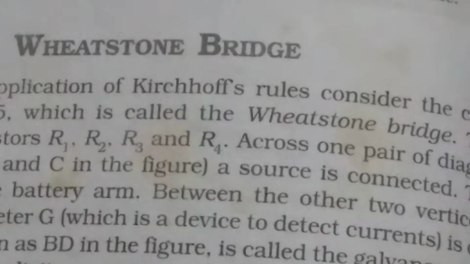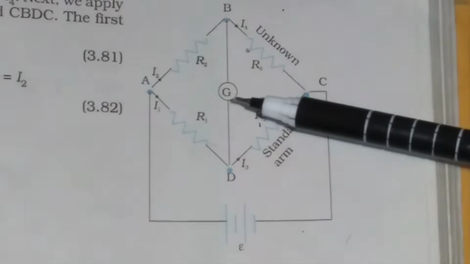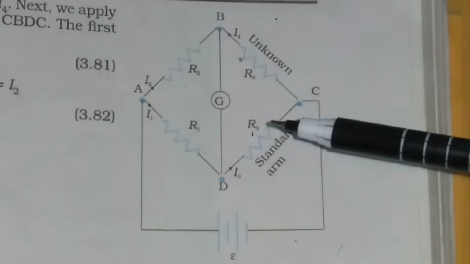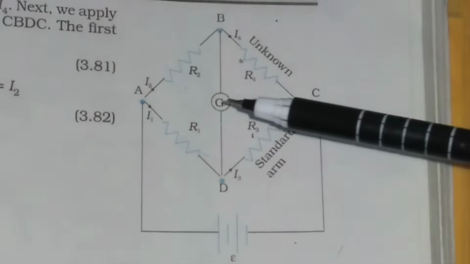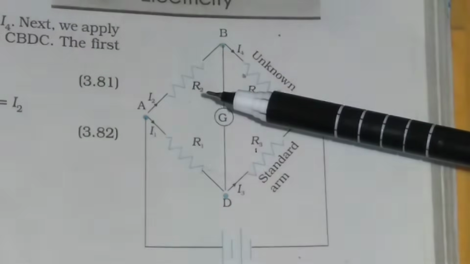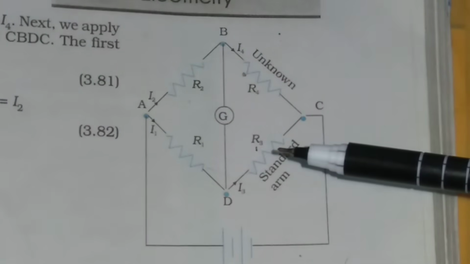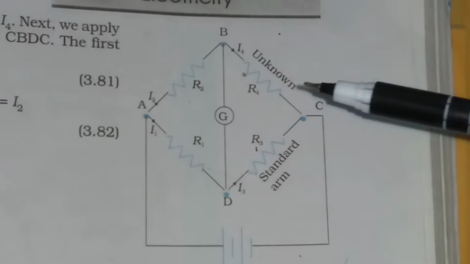Wheatstone's bridge. Wheatstone's bridge circuit is an application of Kirchhoff's rules. Wheatstone's bridge has four resistors R1, R2, R3 and R4. R1 and R2 are known resistors. R3 is the varying resistor and R4 is the unknown resistor.